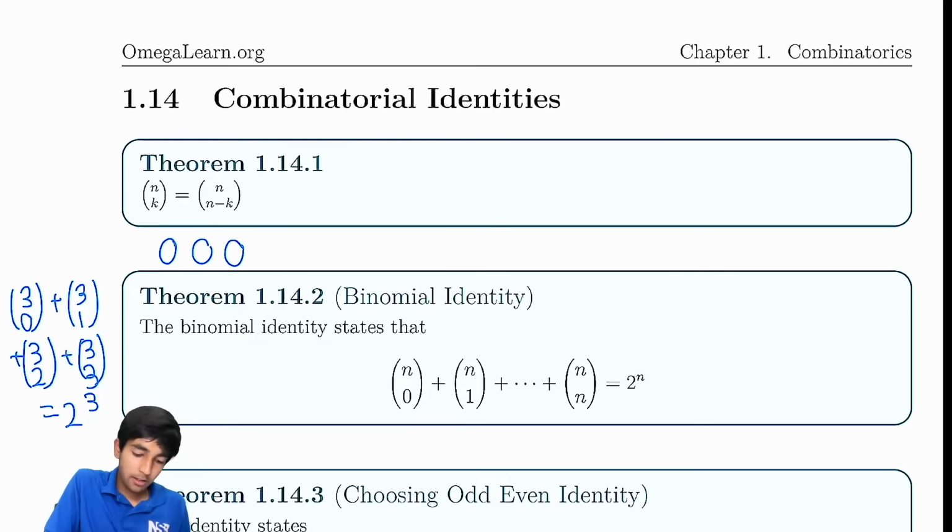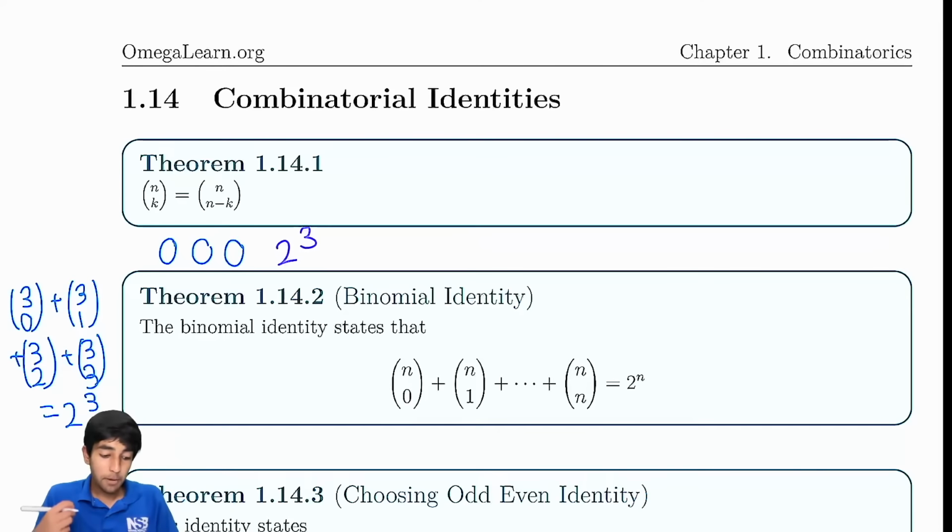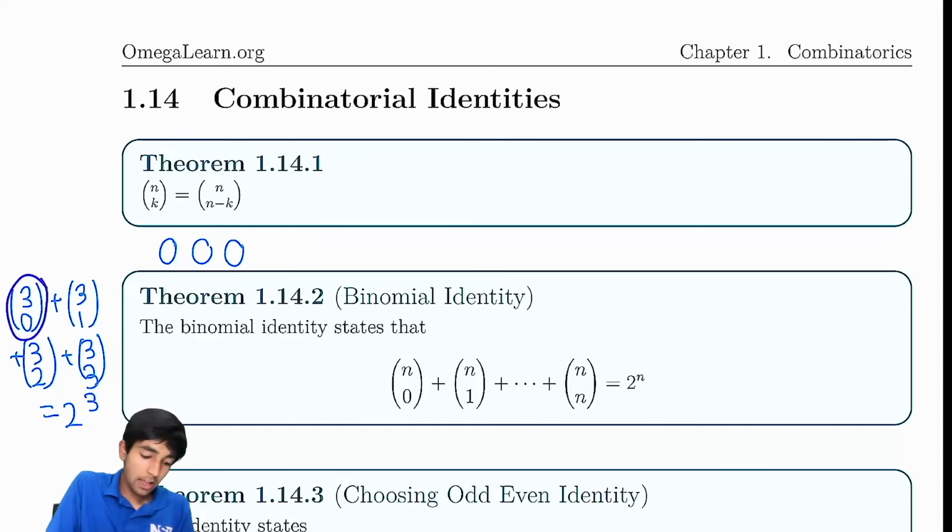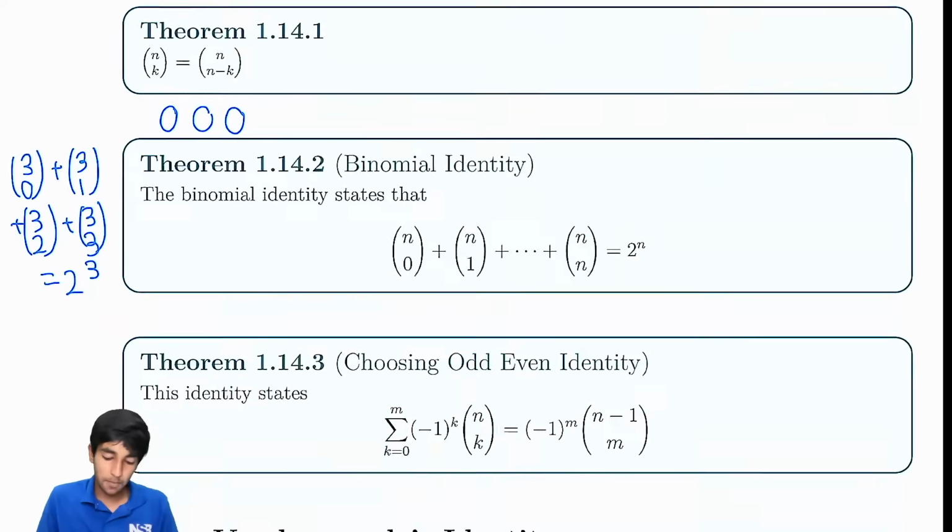Imagine you have 3 objects. You're trying to find how many subsets of them there are. There are 2 to the 3 subsets because there are 2 choices for each object. But you can also count the number of subsets by saying, okay, you can either choose 0 objects, 1 object, 2 objects, or 3 objects. So that's where this identity comes from.